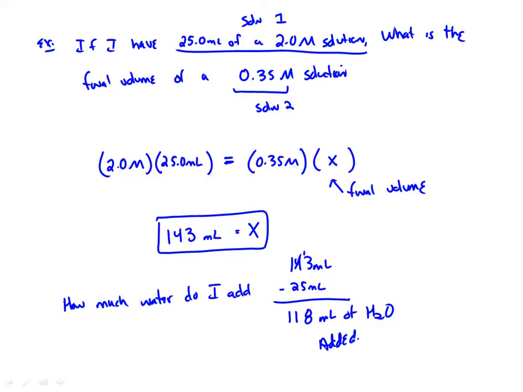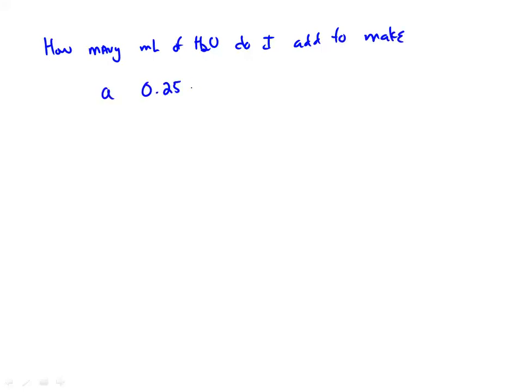118 milliliters of H2O added. So be careful with the phrasing of these questions. For instance, I can also ask how many milliliters of H2O do I add to make a 0.25 to make, say, 100.